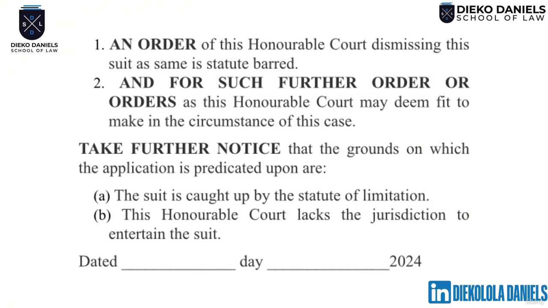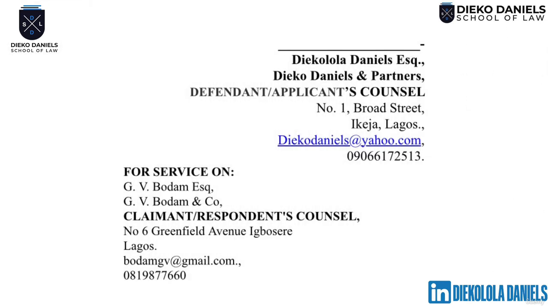And then after that, we now talk about dated this dash day of dash 2020 dash, right? And then because it's a motion on notice, there is going to be a part for the applicant to sign, as in this case, I, who is the lawyer for the applicant. We have Dear Kolola Daniels Esquire. Then you have Dear Col Daniels and Partners. So it's supposed to be the name of the lawyer, the law firm, who he represents, the address, the email, and the phone number. Those things. The name of the lawyer, number one. The law firm of the lawyer, who you represent, the address, the email, and the phone number.